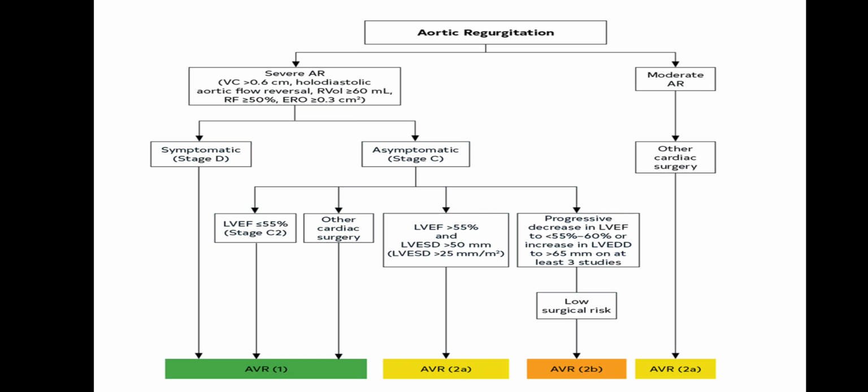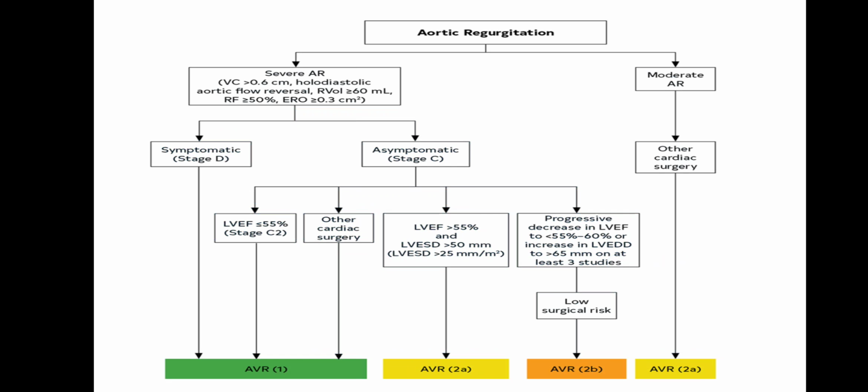And the patient has a normal ejection fraction and LV end systolic diameter greater than 50 mm and LV end systolic diameter greater than 25 mm per meter square. Understood? If the patient is asymptomatic, has severe AR, the ejection fraction is normal, and LV end systolic diameter is greater than 50 mm and greater than 25 mm per meter square, that is a class 2A indication for aortic valve replacement.